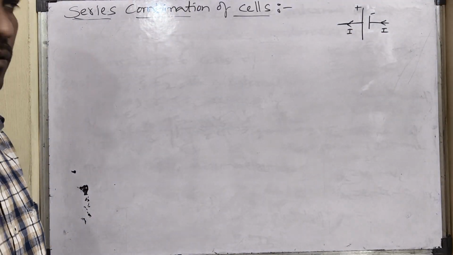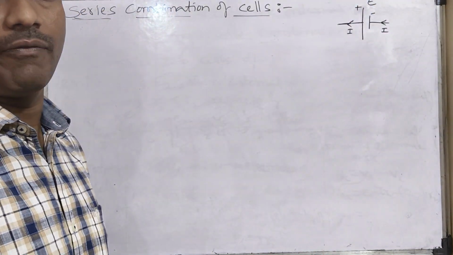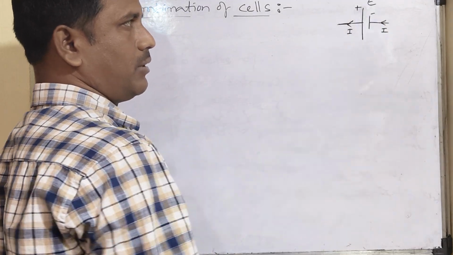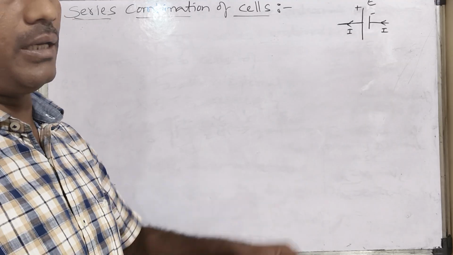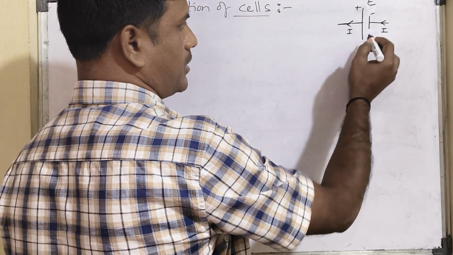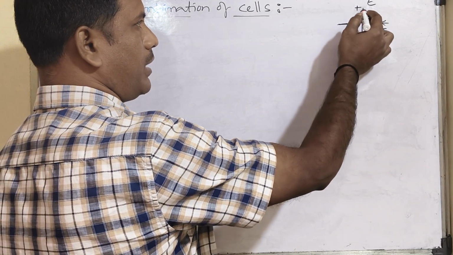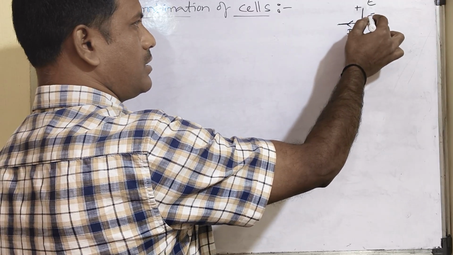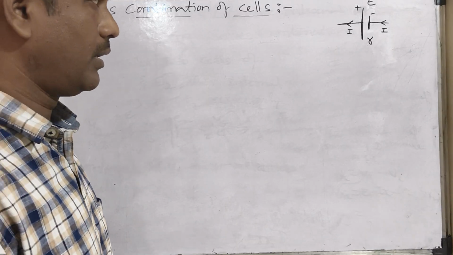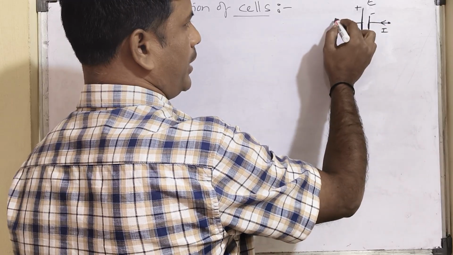Right. So here it has EMF. EMF means the potential difference between two electrodes. The potential difference between these two electrodes is called EMF when that cell is in open circuit. Next, it also contains internal resistance. Internal resistance means the battery contains a certain internal resistance which always tries to oppose the flow of current.